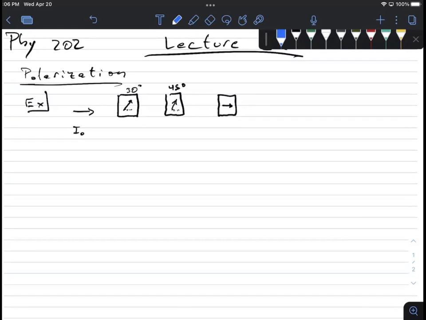And to do it, we use the law of Malus, which says basically the intensity that makes it through is the initial intensity that started, times the square of the cosine of the angle between the light's polarization angle and the polarizer's angle. And if you have multiple polarizers instead of just one, then you just multiply another cosine squared for each polarizer you're trying to make it through.